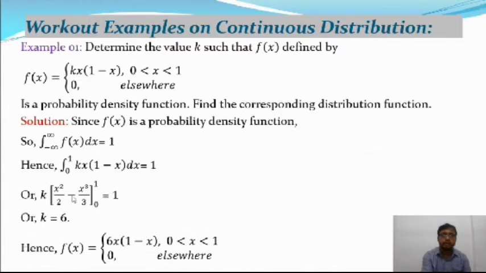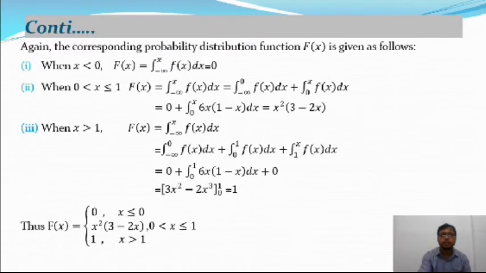Therefore the probability density function, after putting the value of k, is fx = 6x(1 - x) in the interval 0 to 1 and 0 elsewhere, that means otherwise. This is the probability density function after putting the value of k. Now we are going to find the corresponding distribution function of the given probability density function.